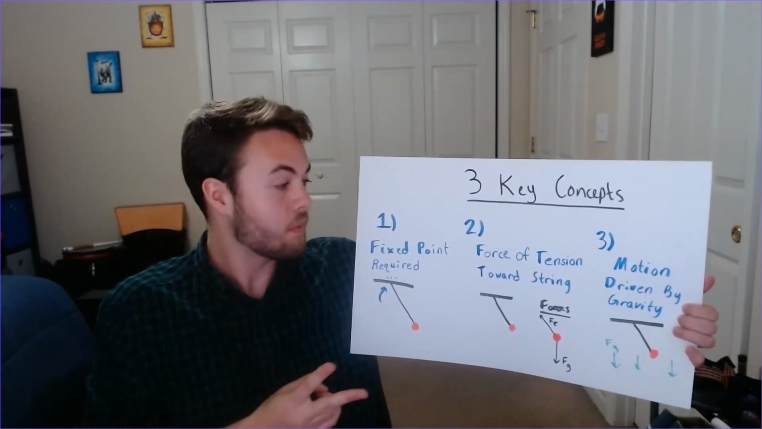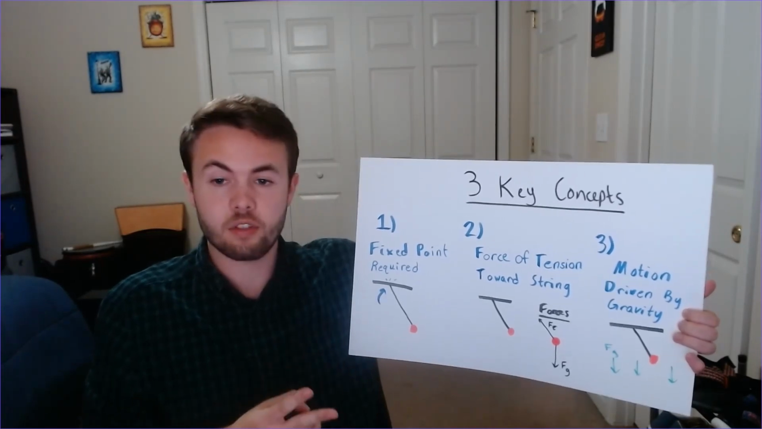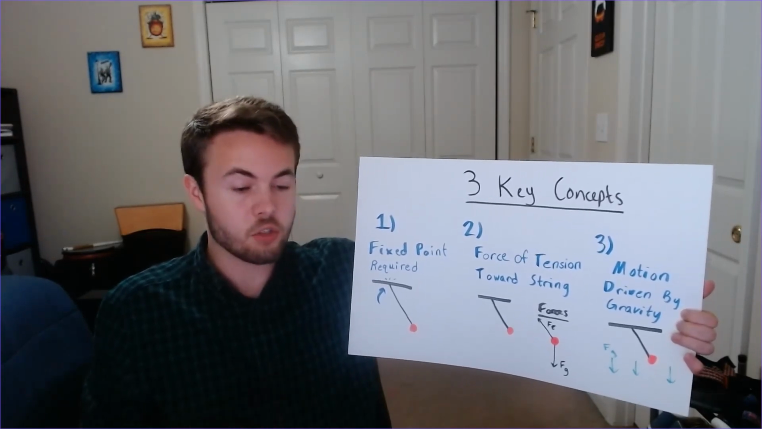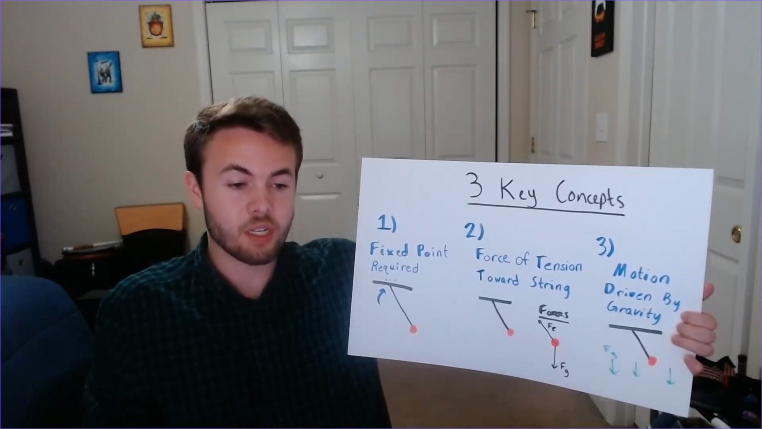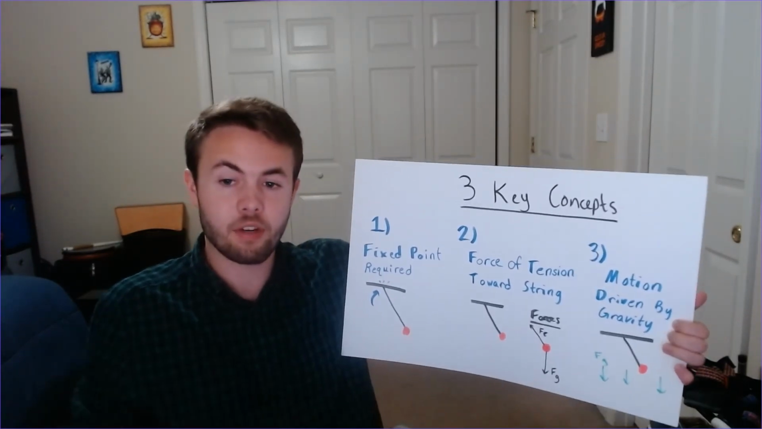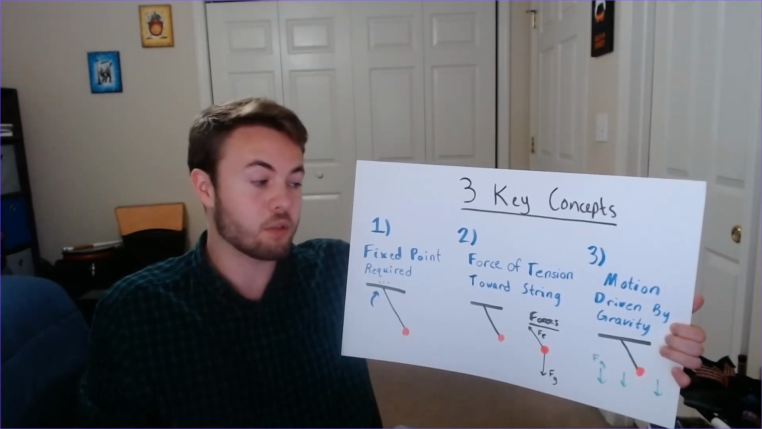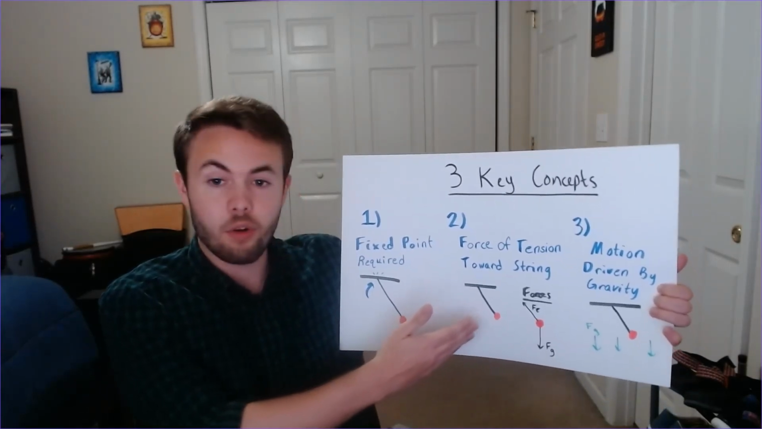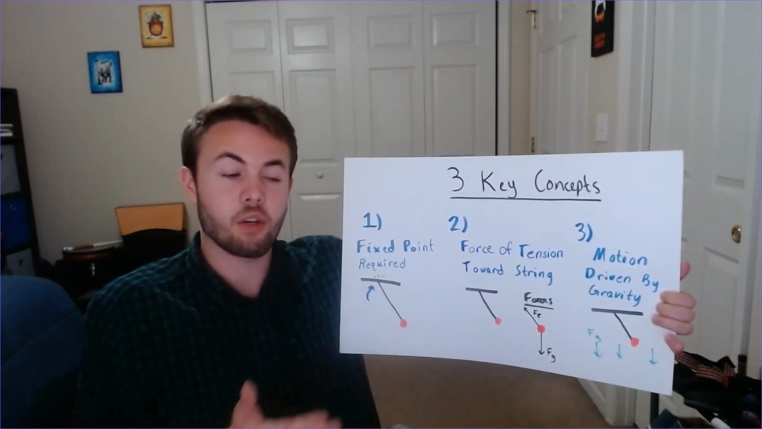Second of all, there's a force of tension towards the string always. The string can't push anything, so it can only pull. Therefore, no matter where the force of gravity is pointing, the force of tension has to be towards the connection point. Third of all, the motion is driven by gravity.